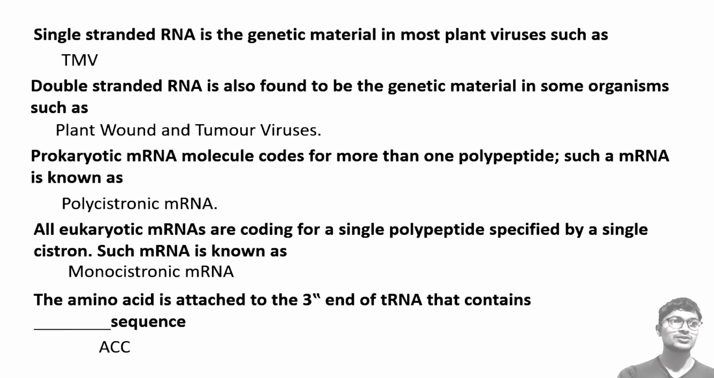Clear? Next question. All eukaryotic mRNAs code for a single polypeptide specified by a single cistron. Such mRNA is known as? Answer is monocistronic mRNA. Clear? Next question. The amino acid is attached to the 3' end of tRNA that contains? Answer is ACC.